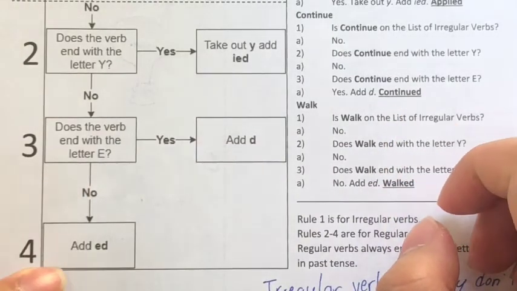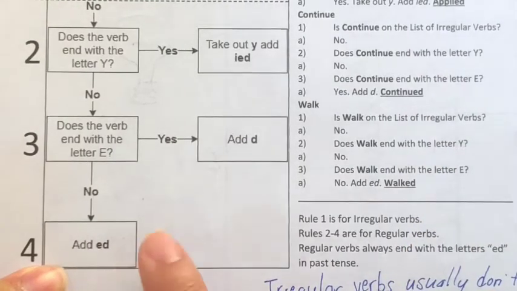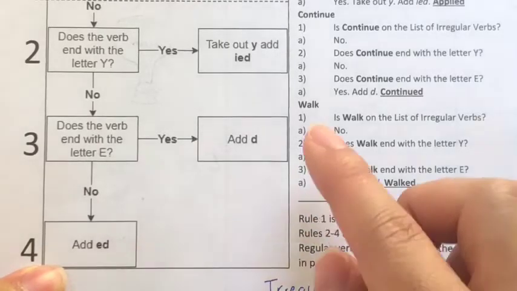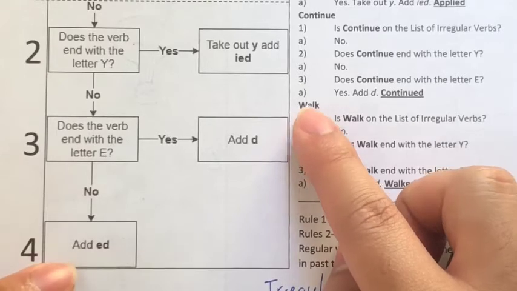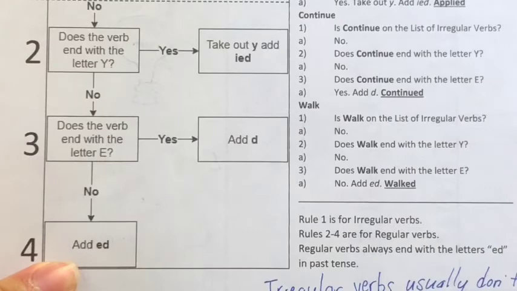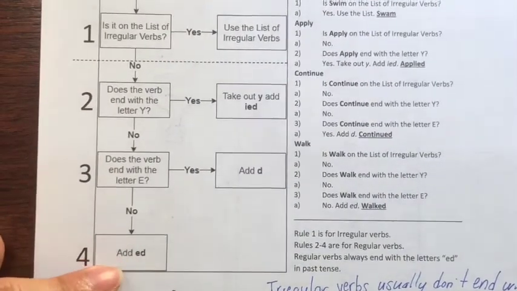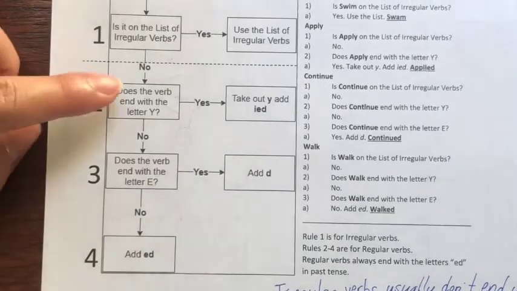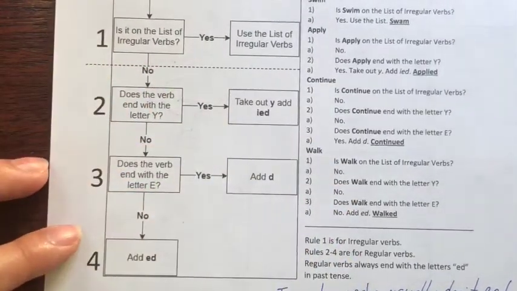And then finally, we have just the regular rule number 4. If there's no y and there's no e, then we just write ed. So walk. There's no y, there's no e. We know this is a regular verb, so we write ed, walked. So that's how you change a word from present to past tense. We have y, e, and ed for regular verbs.